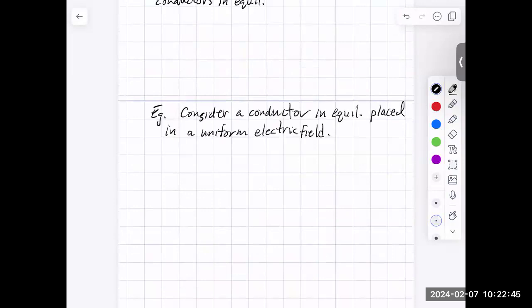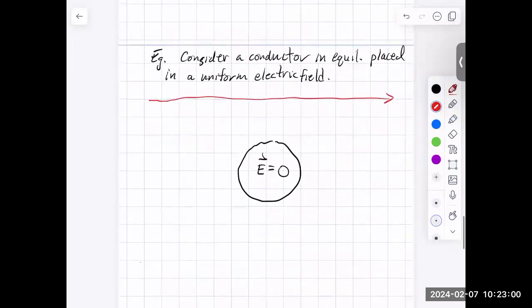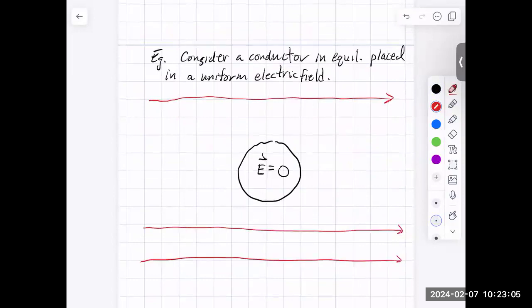So let's imagine that this is our spherical conductor, and E is equal to 0 inside that conductor. We know that. Then we're going to place it in a uniform electric field. So we're going to have some electric field lines. I'll draw some electric field lines that are far away from our conductor first. So here are some electric field lines. And then I'll start to draw some that are closer to our conductor. And what we have to do is preserve this requirement that the electric field lines near the surface have to intersect at a 90-degree angle.